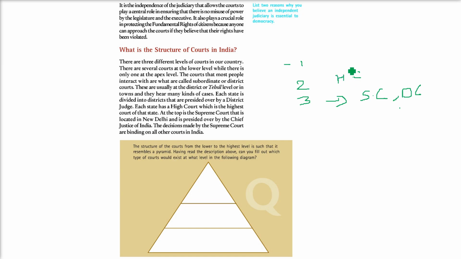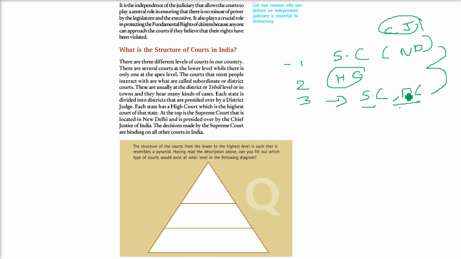India has 29 states. At the top, or the apex court, is the Supreme Court. This is the apex court, located in New Delhi and presided over by the CJI, Chief Justice of India. So all the decisions made by the CJI or Supreme Court have to be adhered to or followed by the HC and SC and DC, and the HC decision has to be followed by the SC and DC.